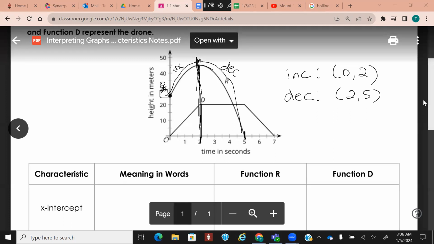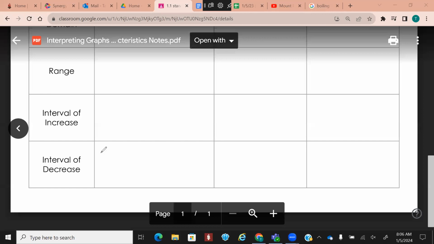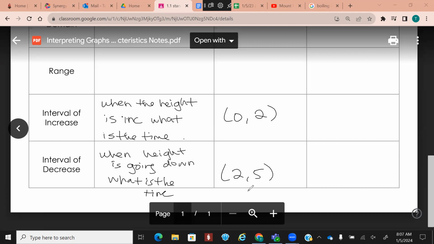Okay, so coming down here and filling in your chart, what you're going to put is intervals of increase. When the height is increasing, what is the time? And we said for increase, it's going from 0 to 2. And then for interval of decrease, this is when the height is going down. What is the time? And we said from 2 to 5.